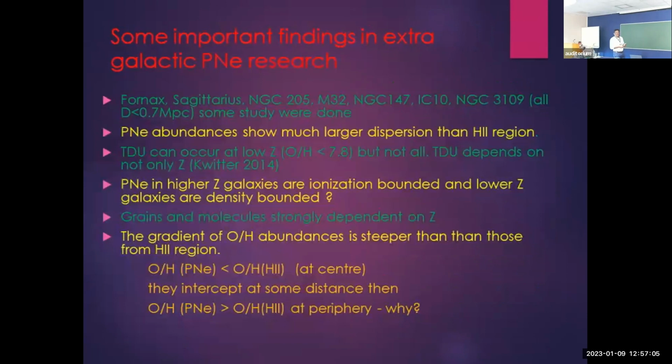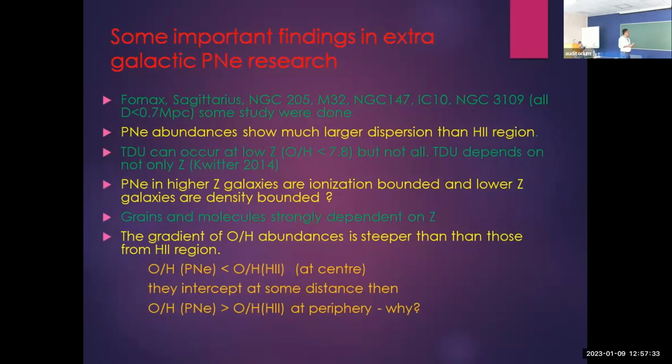And there are some important findings from other galaxies given here. Just to briefly mention, there are studies on Fornax, Sagittarius, and different galaxies, all below say 1 megaparsec of distance, which have been studied using planetary nebula chemistry. PN abundances show a much larger dispersion than the HII regions. Probably they are wandering in a much more efficient way than the HII regions.